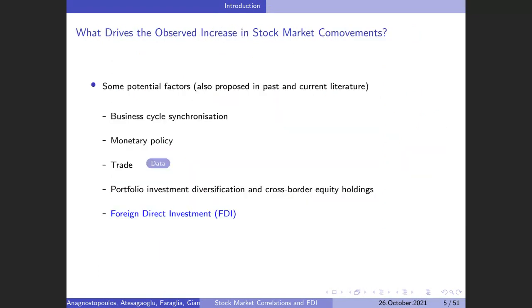Now, we are not the first to try to come up with a reason behind this. In the literature there are some papers that try to explain what the reason is. Almost all of these explanations are different from what we are suggesting here. That's number one. And second, these are conjectures. There's no empirical or structural model used to understand the timing and level of increase in the global stock market correlations, to the best of our knowledge.